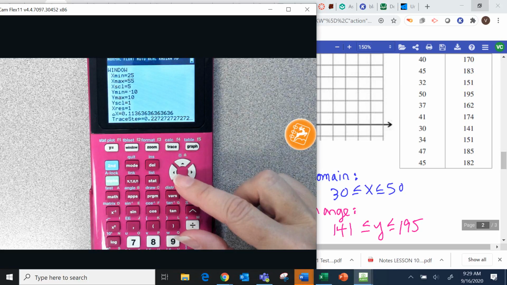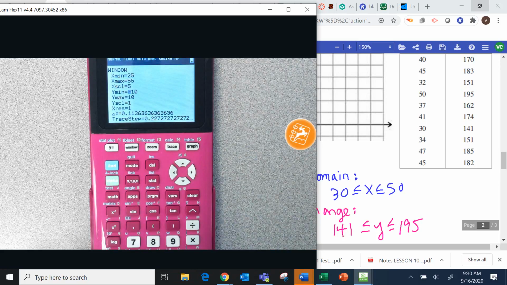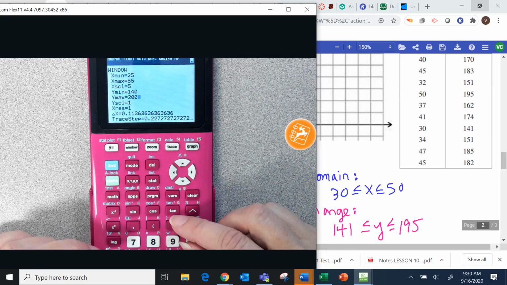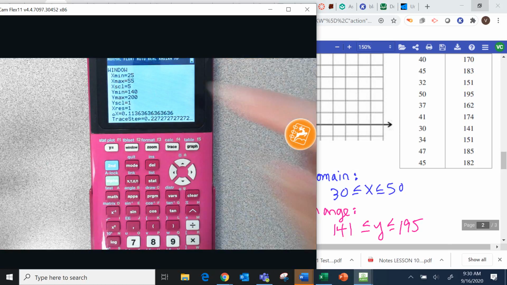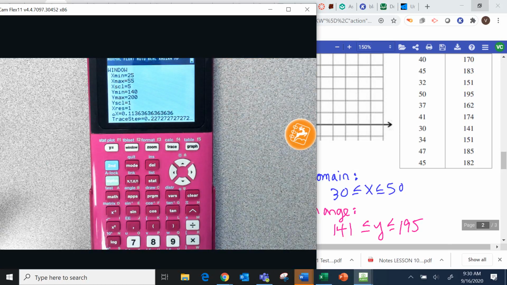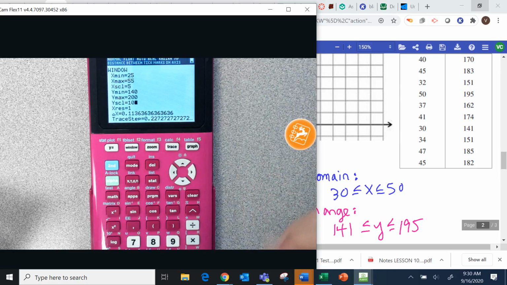That's not super important. Now, the Y minimum, we're starting at 141, so maybe 140. The Y maximum, going to 195, so how about 200? Now, these numbers do not match mine, but they need to be big enough to have all of your domain and range in them. So I'm counting by pretty big numbers for that. Maybe I'll put 10 for my scale.